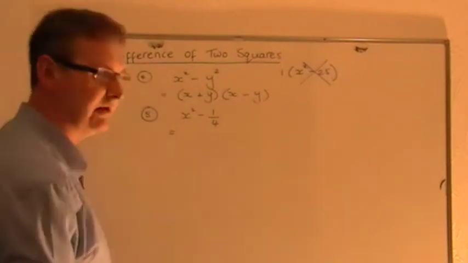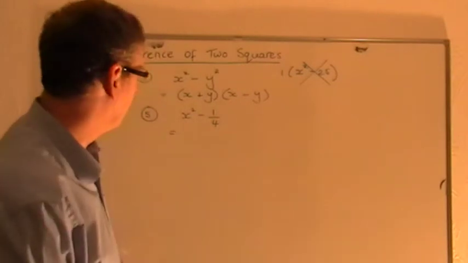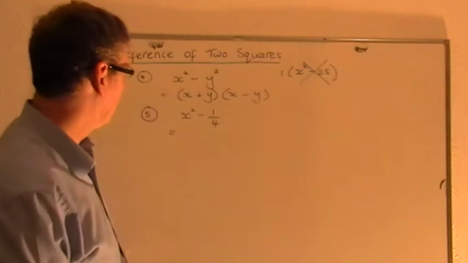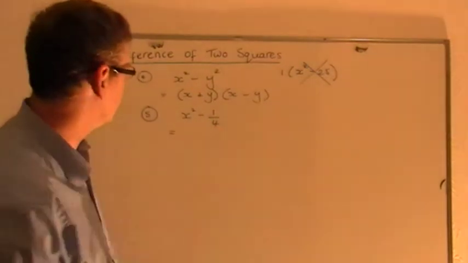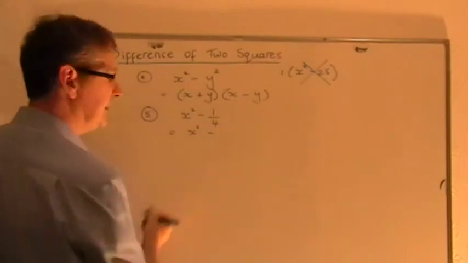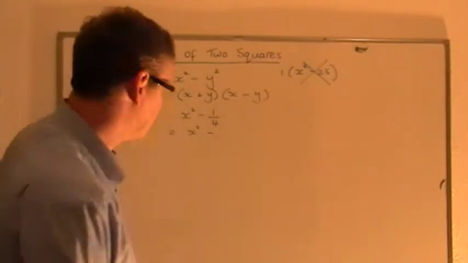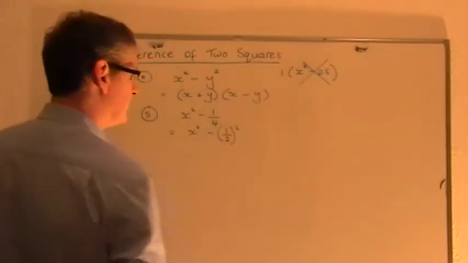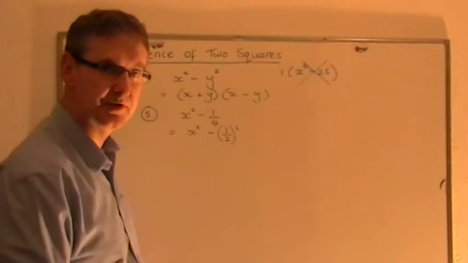Okay, well this one is not so obvious, but I have seen this in various past papers over the years. If you wanted to factorise this, this would be x squared take away, and then you've got to realise that a quarter is the same as a half squared, because a half times a half is a quarter.